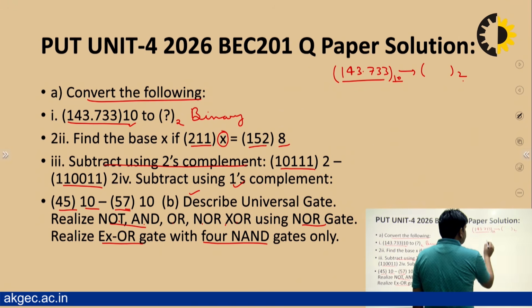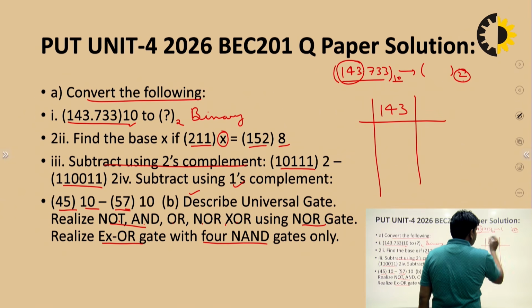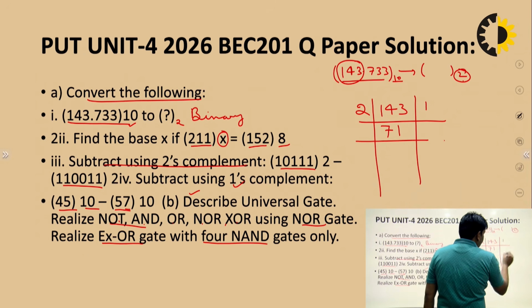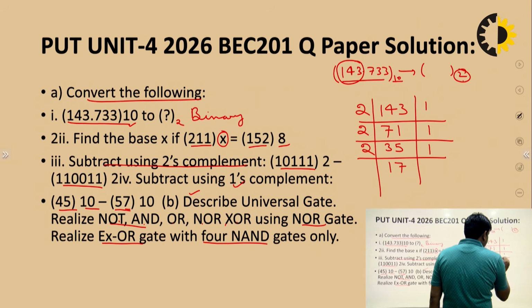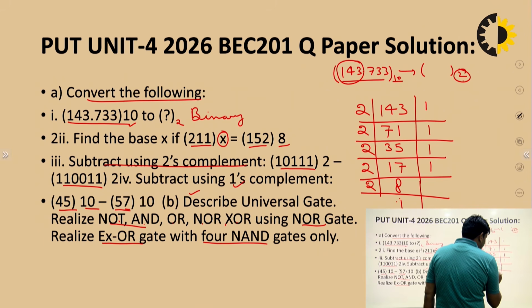How do we solve this? First we take the term 143, which we have to change to radix 2. So we divide by 2. 2 7s are 14, 2 1s are 2, so the remainder is 1. 2 35s are 70, so remainder 1. This one is 17, remainder 1. 2 8s are 16, remainder 1. 2 4s are 8, remainder 0.